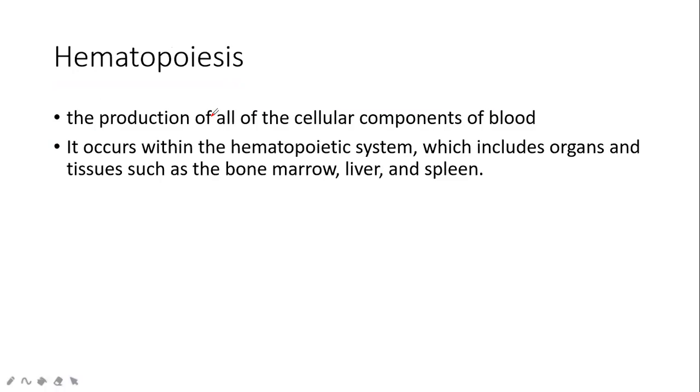So next is we move on to your hematopoiesis. Unsa din ang hematopoiesis? When we say hematopoiesis, this refers to the production of all of your cellular components of blood. So every tanang component sa imuhang blood, the production, the proliferation, development, maturation is called as your hematopoiesis. So your hematopoiesis occurs within your hematopoietic system, in which included ana niya is the organs and tissues like your bone marrow, liver, and your spleen.